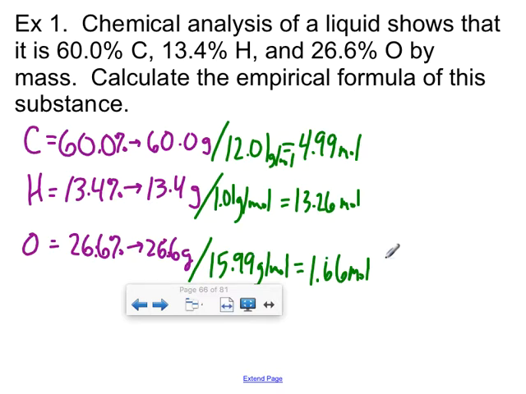So when I take 1.66 divided by 1.66, I get 1. When I take 13.26 divided by 1.66, I get 7.98. And when I take 4.99 divided by 1.66, I get 3.